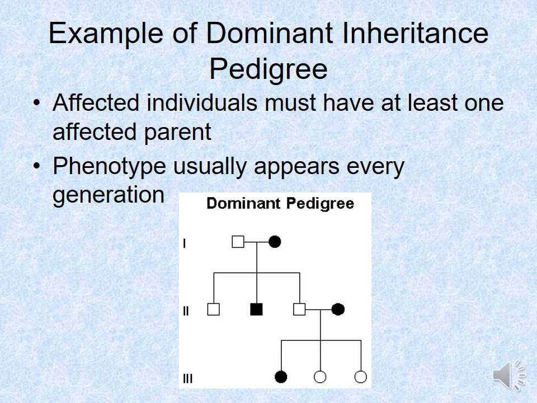An example of a dominant inheritance pedigree: affected individuals must have at least one affected parent. Phenotype usually appears every generation. Usually. And so this filled in pedigree could be the dominant trait of brown eyes.